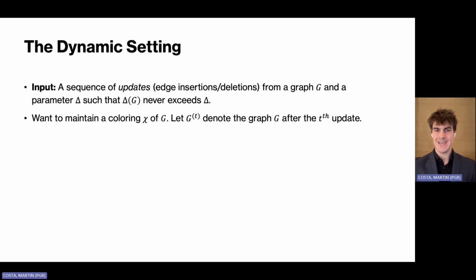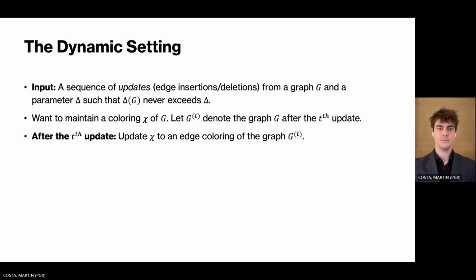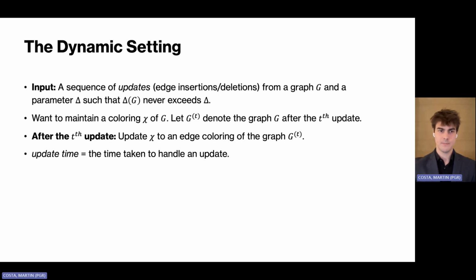So our goal here is really to maintain some coloring of the graph as it evolves over time. Let G_t denote the state of the graph after the t-th update, after the t-th insertion or deletion into the graph. Then what we want to do is, after the t-th edge is either inserted or deleted, update the edge coloring that we're maintaining to be an edge coloring of the brand new graph that has just changed via an edge insertion or deletion. And we really care about two metrics here. The first one is the update time, so the time that it takes to actually perform this update.